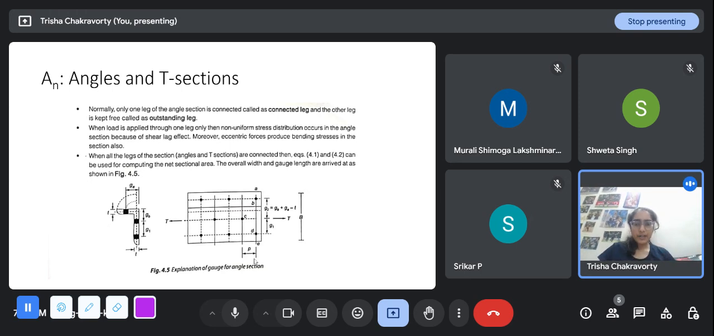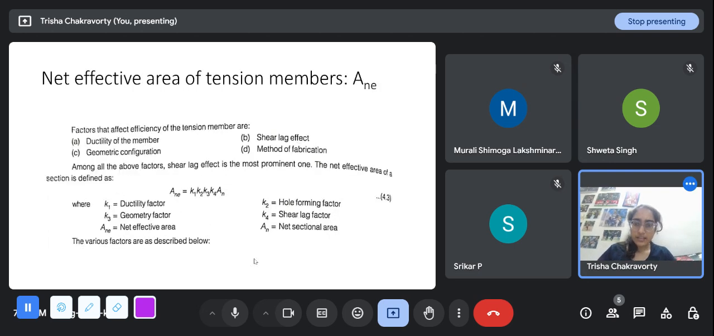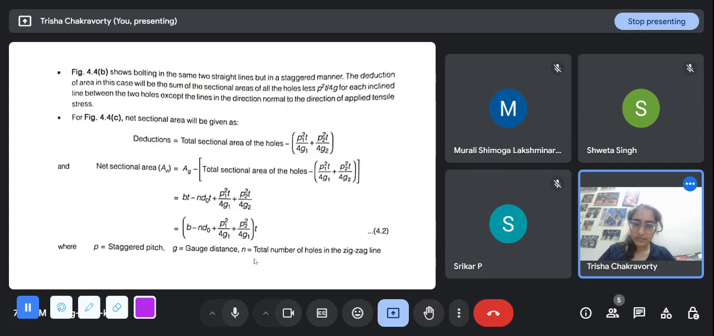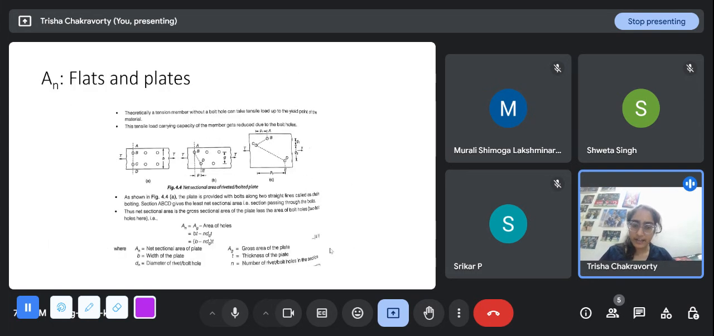When load is applied through one leg, non-uniform stress distribution occurs in the angle section because of shear lag effect. We will look at that later. Moreover, eccentric forces produce bending stresses in the sections as well. When all the legs of the section, angles and T sections, are connected, they will act the same as normal tensile members, like a plate.